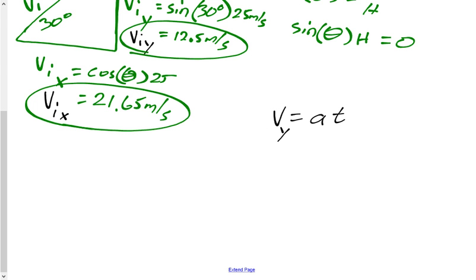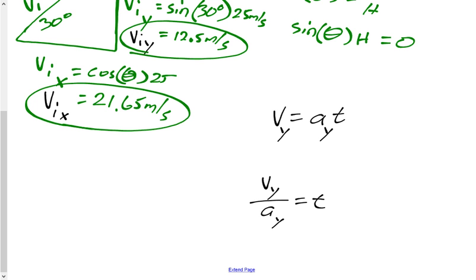This must be the y component velocity, and this is going to be a y component acceleration. Those must both be in the same dimension of space. With that, we are going to rearrange this equation and solve for time. So we have the y component velocity divided by the acceleration is equal to the time.